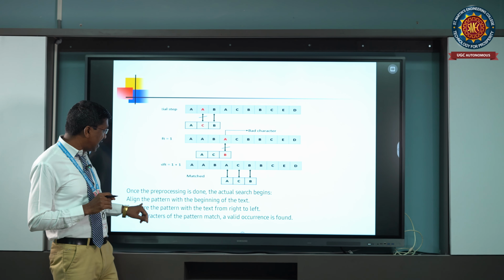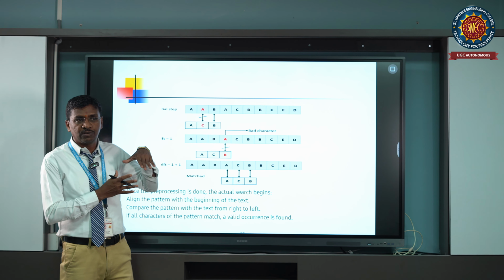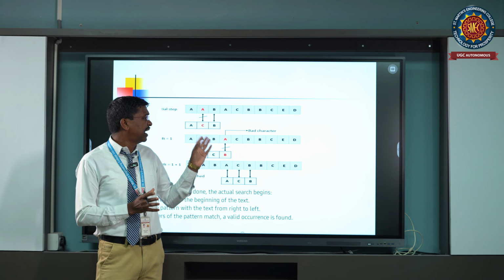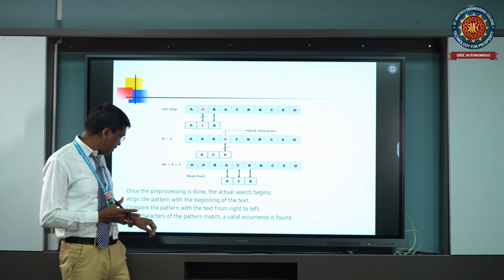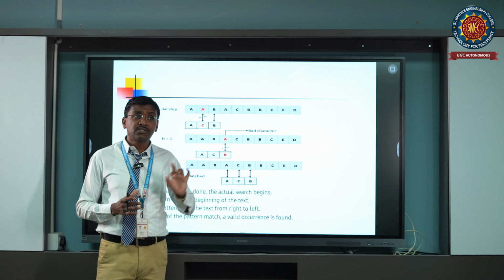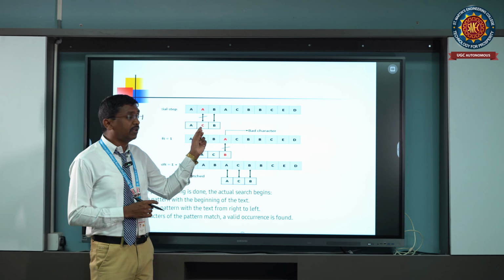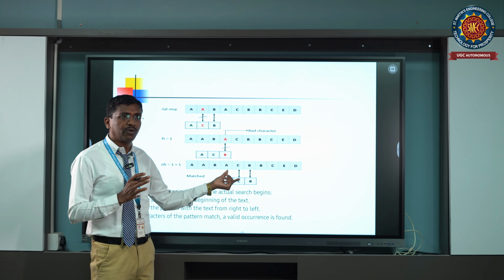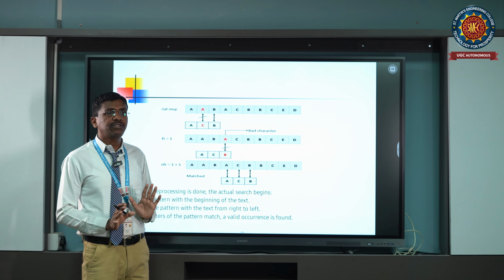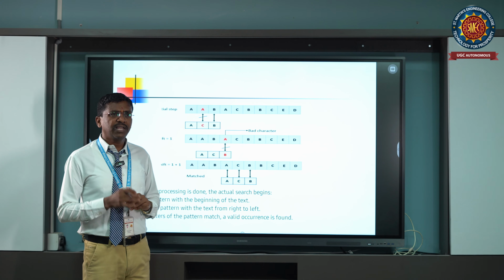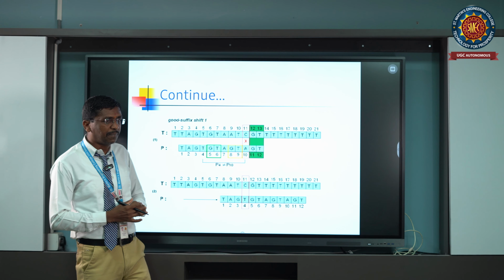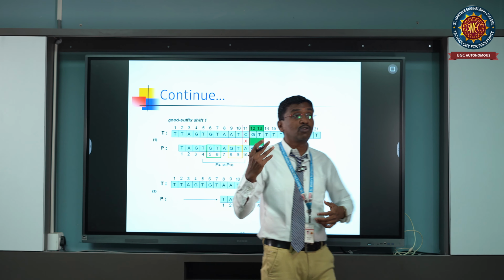Next is to align the pattern with the beginning of the text, aligning the string and pattern. Next, compare the pattern with the text. If all the characters of the pattern match, a valid occurrence is found. See, the string is there, the pattern is there, and this is a match. We found it at position 0, 1, 2, 3, the third position, where my pattern matched. This is the concept. In the next slide you can see the good suffix. We saw the bad character, and how far we are going to shift the pattern.